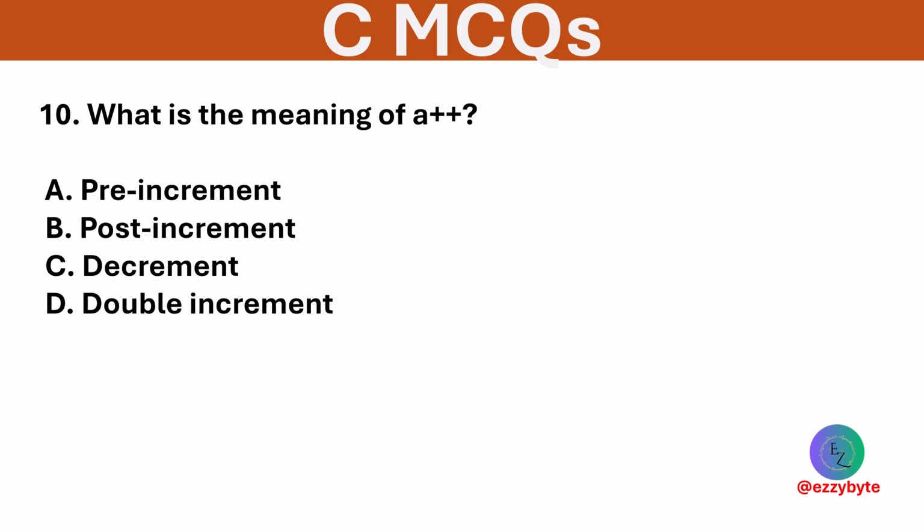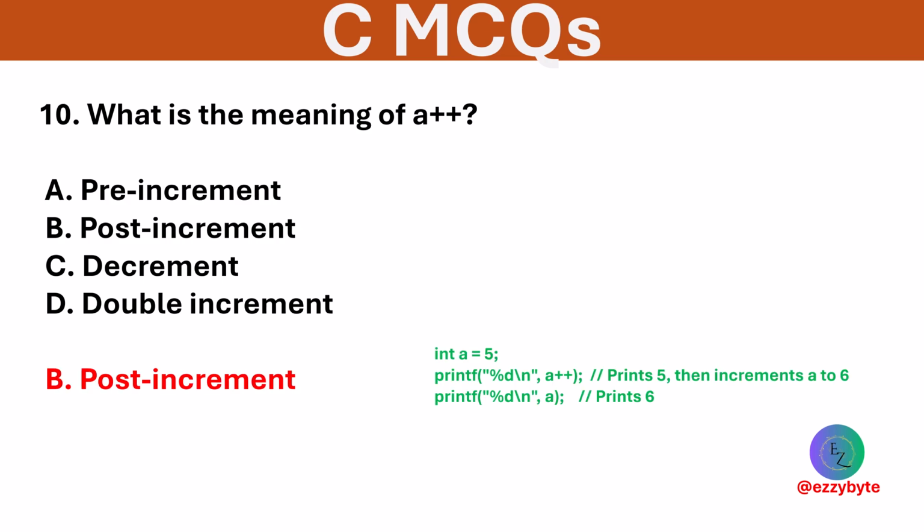What is the meaning of A++? Options are pre-increment, post-increment, decrement, and double increment. Option B is correct. A++ increments the value after the current statement.